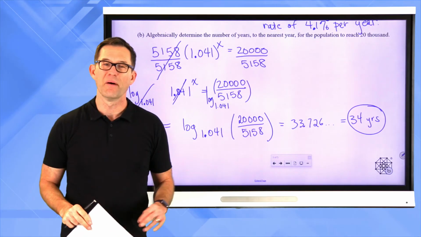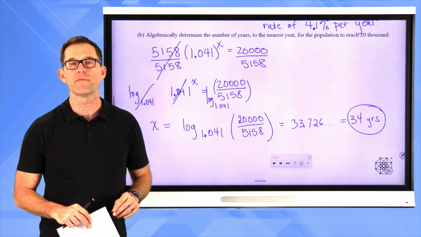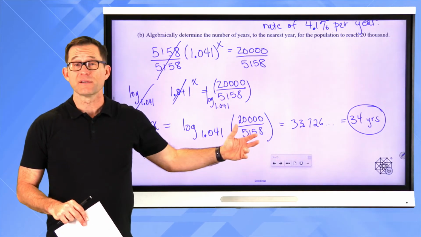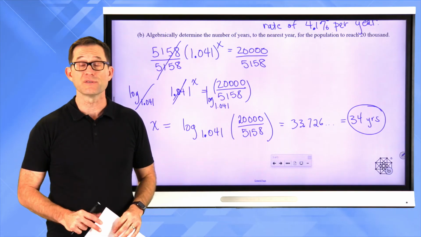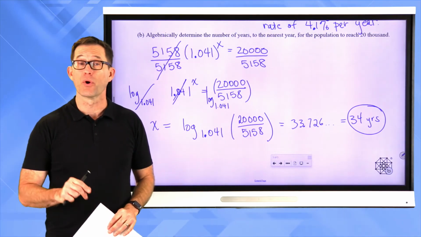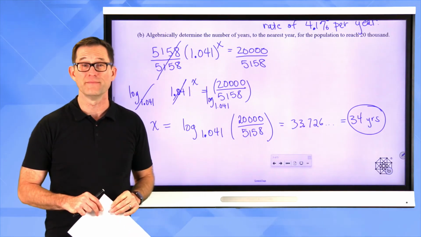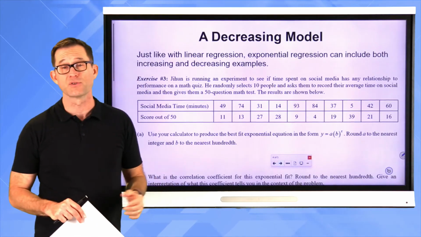All right, sorry about that base snafu there. My mind kept wanting to take the 4 and the 1 and flip-flopping them. But that's it. And this, of course, has nothing to do with exponential regression. It has to do with how we solve exponential equations using logarithms with an appropriate base, and the base in this case is 1.041. All right, let's keep going and doing a little bit more work with exponential models.